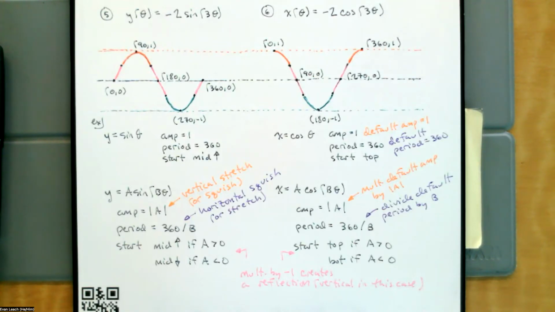All these modifications are modifications using multiplication. And we're producing stretches or squishes, or in the case of multiplying by a negative, a reflection. Depending on where we multiply, we produce a vertical change or a horizontal change.